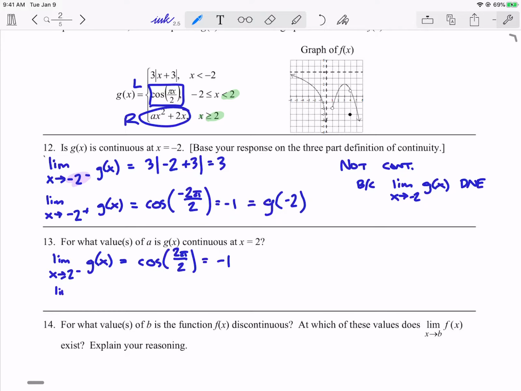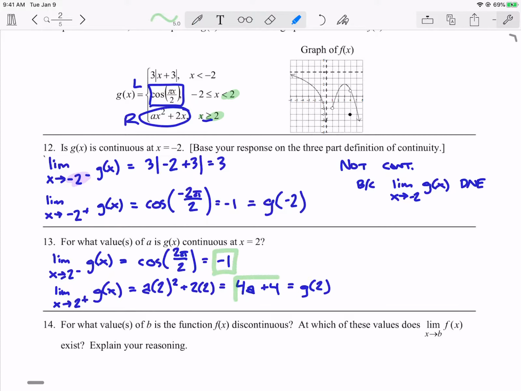And then I've got the limit as x goes to 2 from the right. That's going to be the bottom piece circled. So 2 squared, so I've got a times 2 squared plus 2 times 2 equals 4a plus 4. And since I want it to be continuous, by the way, this is also the same as g of 2 because of the or equal to component. So I want all of these things to be equal, so I have to set -1 equal to 4a plus 4 and simply solve for a. So I've got -1 equals 4a plus 4.